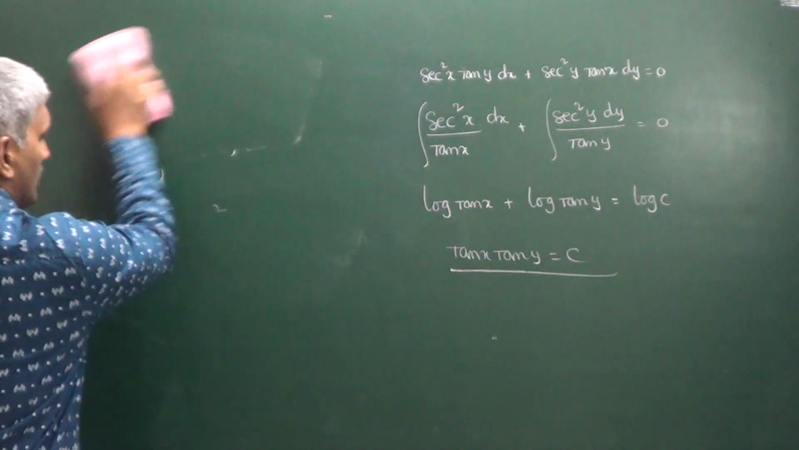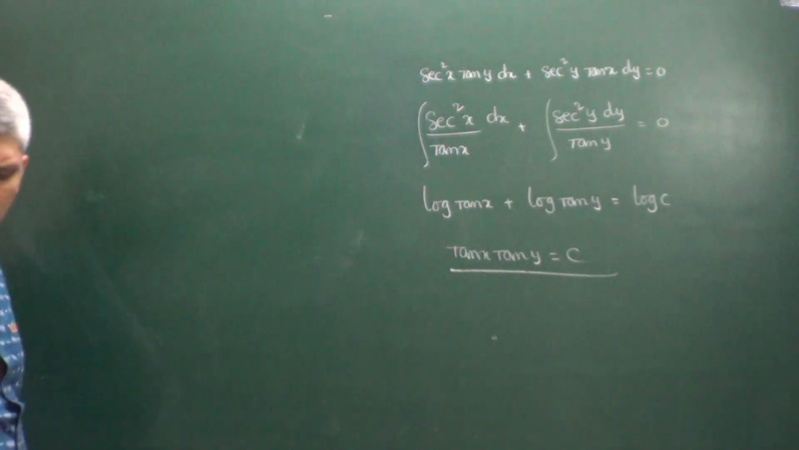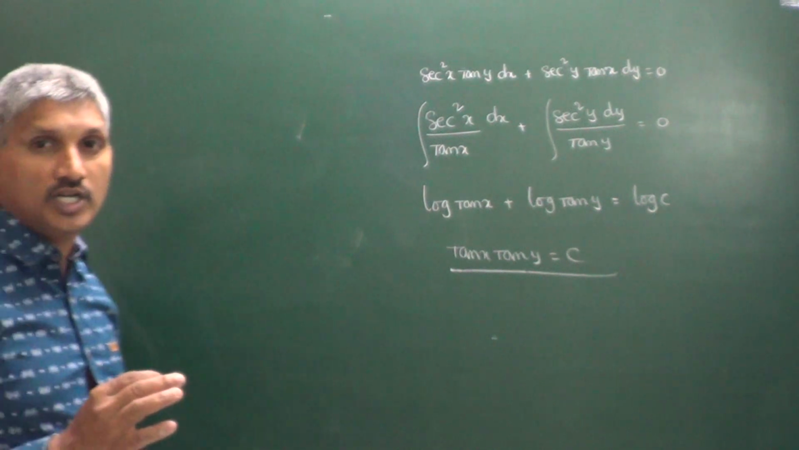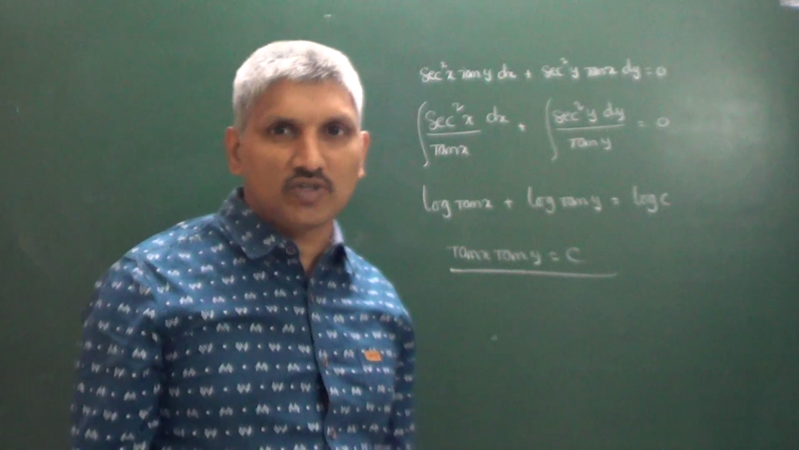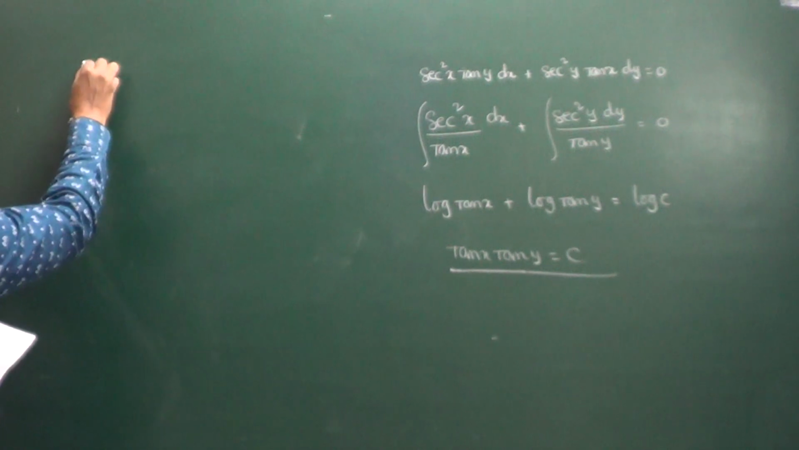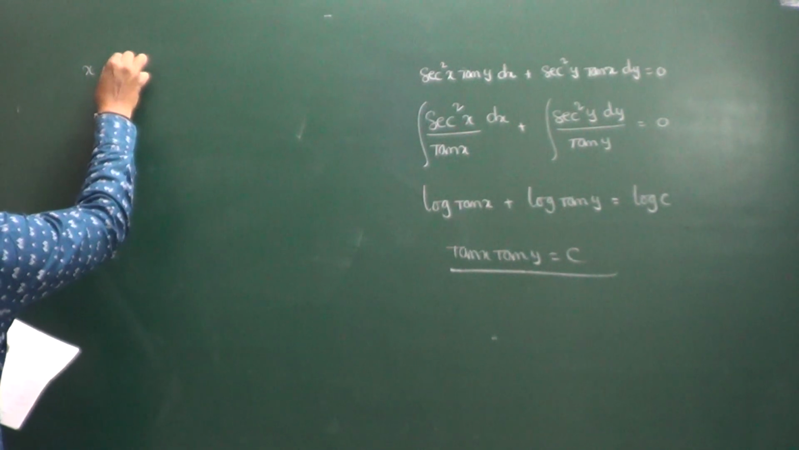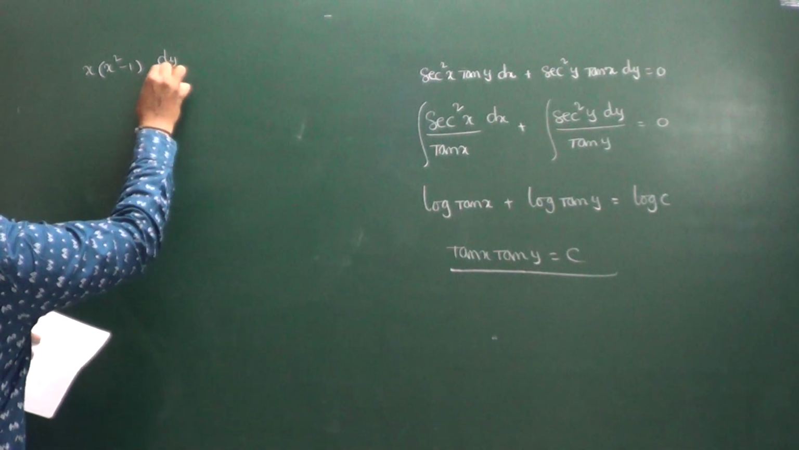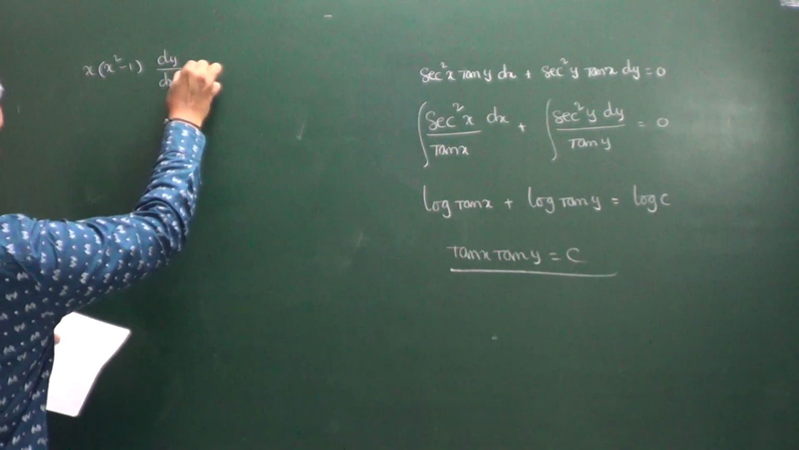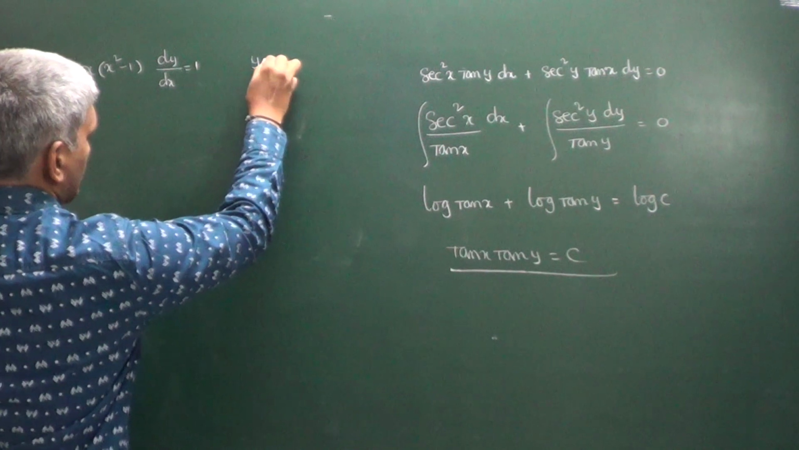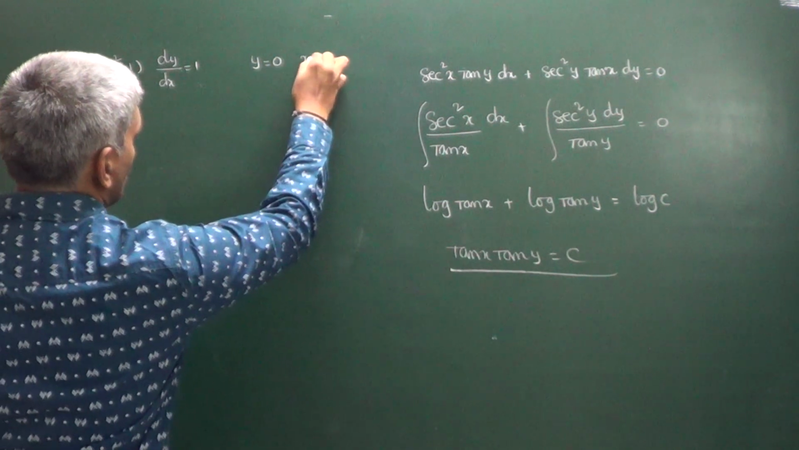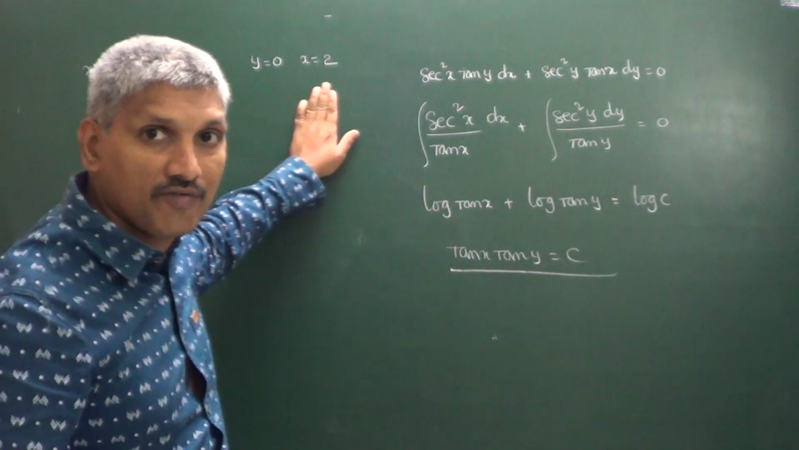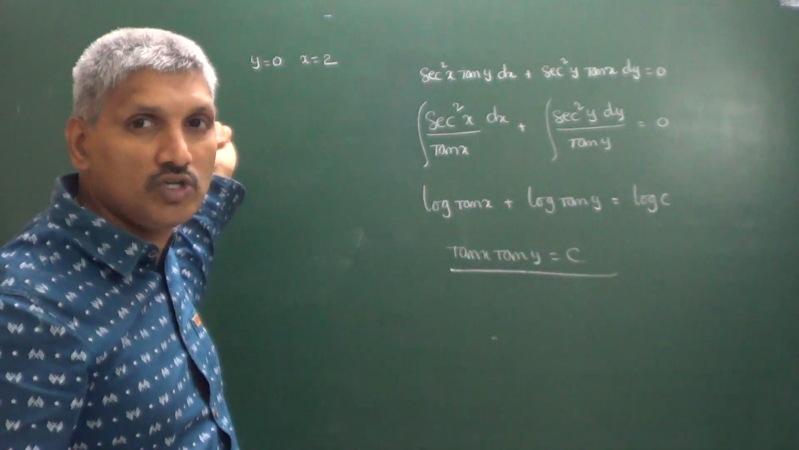So we can discuss another question here. The question which I am going to discuss is for finding a particular solution. This is the question given here. x into x square minus 1 into dy by dx is equals to 1, when x is equals to 2, the value of y is given as 0. So for these particular values we have to find out the solution.